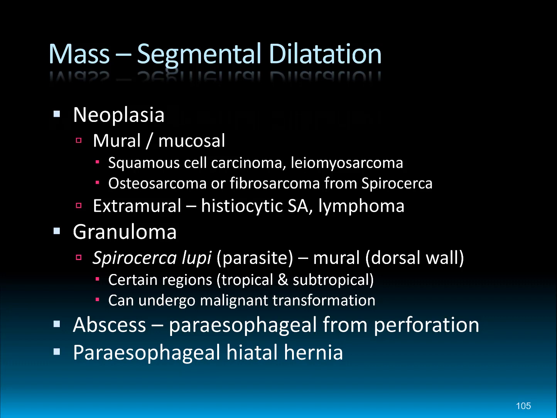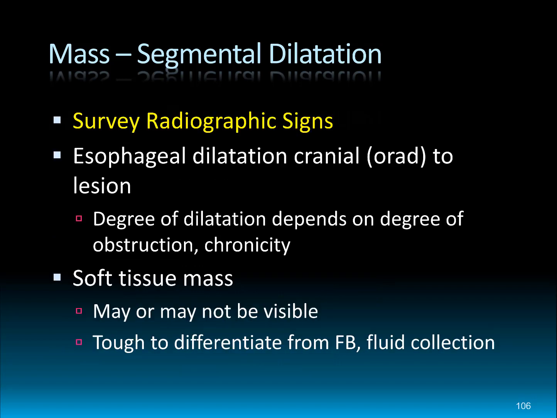Abscesses can happen, and that can be in the wall or can be just outside the wall if there's been a perforation of the esophagus secondary to a foreign object. And then a lesser common thing would be a paraesophageal hernia, so kind of extension or protrusion of the stomach beside the esophagus, outside on the cranial edge of the diaphragm, can secondarily compress the esophagus. But again, that's pretty darn uncommon.